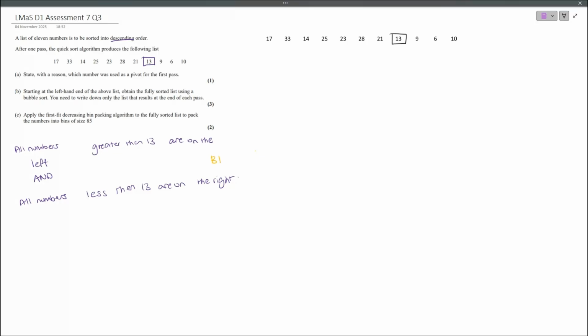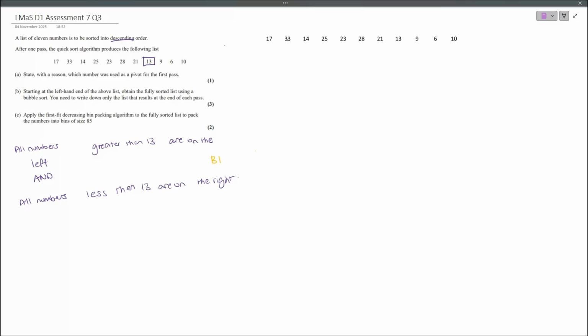Sorry, not a quick sort, it wants a bubble sort now. We did a quick sort to begin with, and now we're doing a bubble sort on this list. So we're going to go from left to right and bubble numbers, swapping numbers if they need to swap.